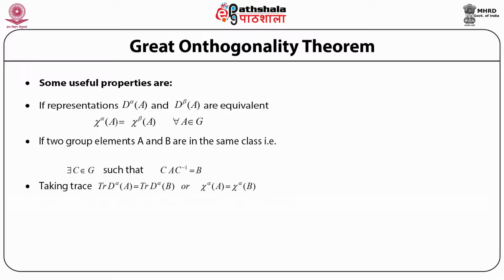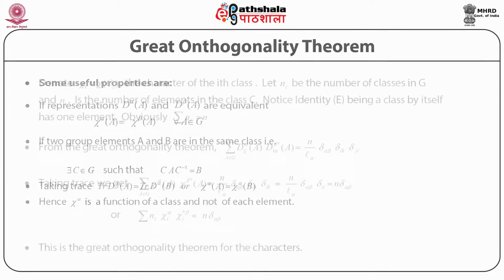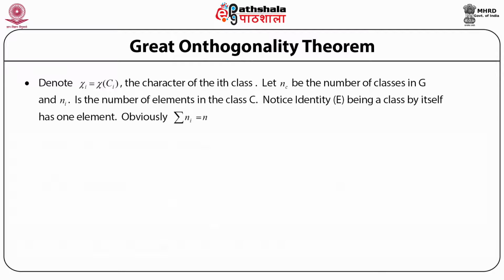Therefore, the character chi alpha for the group element A is the same as the character for the group element B, which belong to the same class. That is, elements belonging to the same class have the same character. That is, chi alpha, the character, is a function of a class and not of each element. So let us denote chi i as chi of Ci, the character of the ith class.